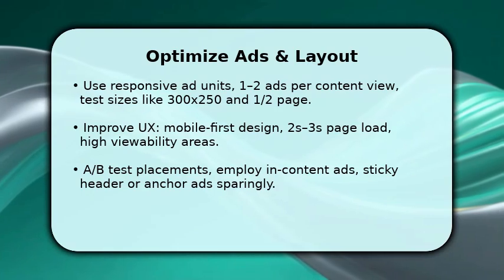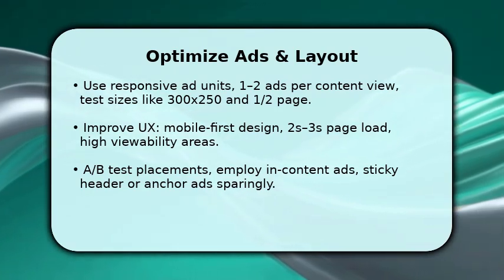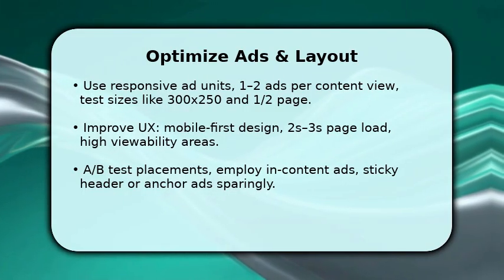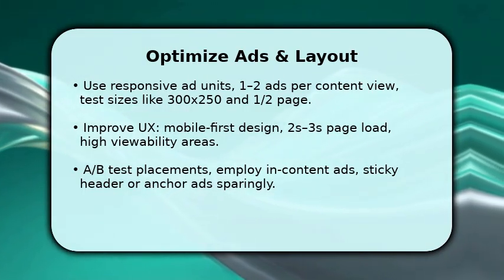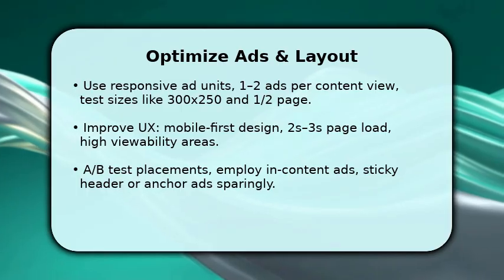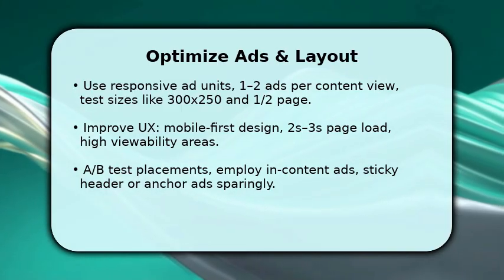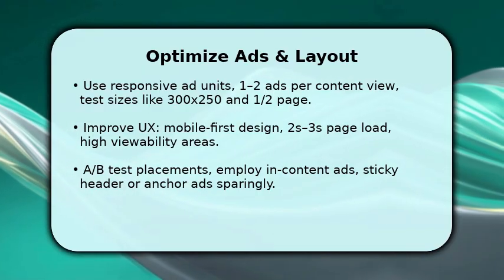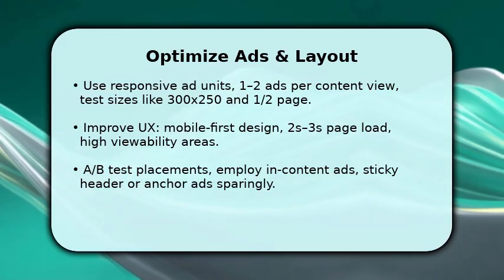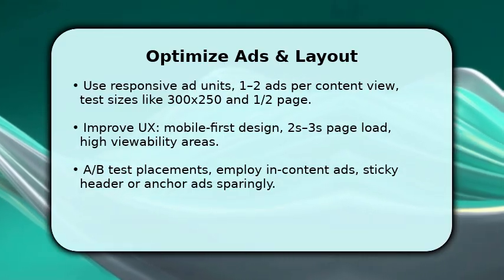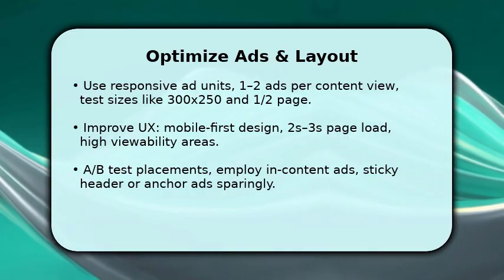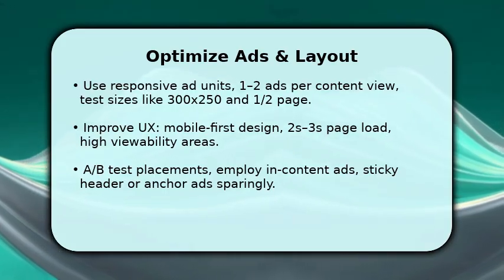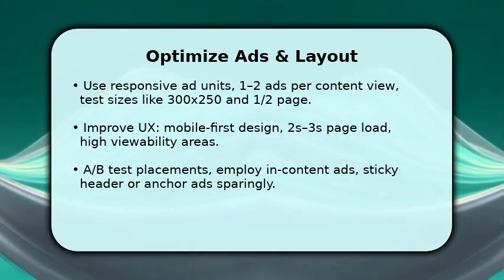Now refine how ads perform. You want responsive units and a mix of proven sizes, 300x250, leaderboard, and in article formats, placed where users naturally look. Make sure your site is mobile first and loads in about 2 to 3 seconds because faster pages increase viewability and CPMs. Once you've set initial placements, run A/B tests on position and density. Measure RPM and CTR. Adjust ad balance so ads don't harm retention. Better UX often yields higher earnings.